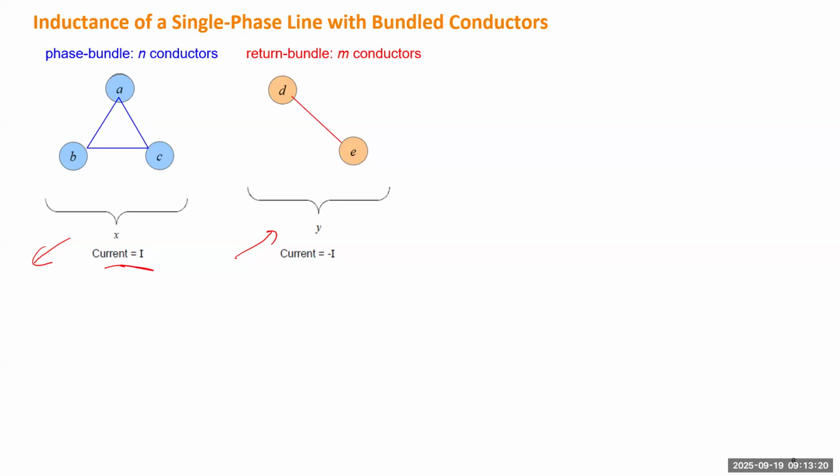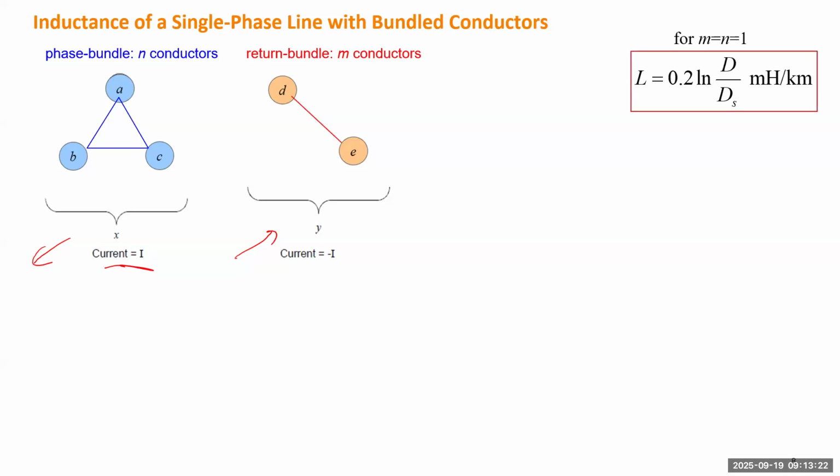So how do we calculate inductance for this case? We still start from this formula, but this formula is only good for the case where we have just two conductors, which means if we treat the first line as having n conductors and the second as having m conductors, this is the special case of m equals n equals 1. But now we need to be able to treat any number of conductors on each line.